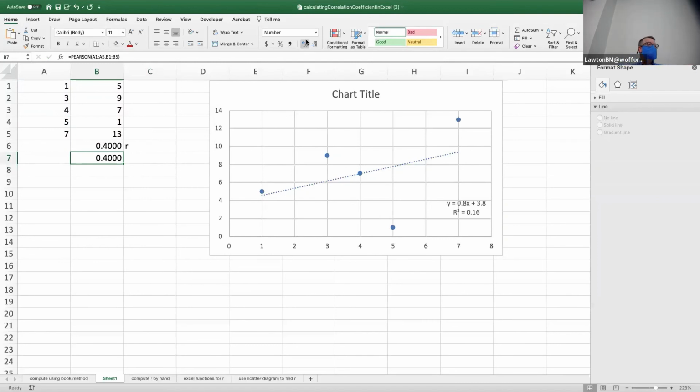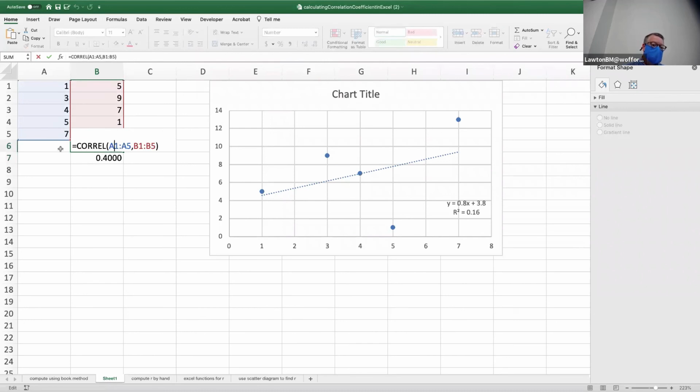Okay, so that is a, yes? How did you get 0.4 for R? So I either use Correl or Pearson. I highlight the X's, comma, I highlight the Y's. So that's the way that we'll normally do it.